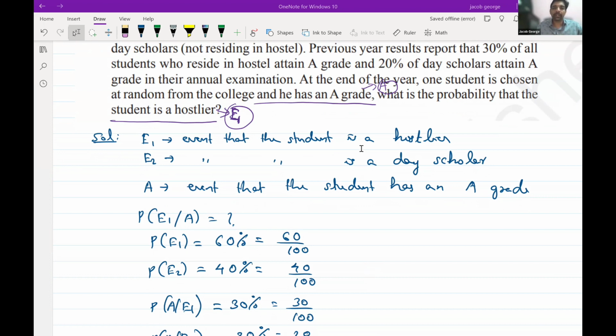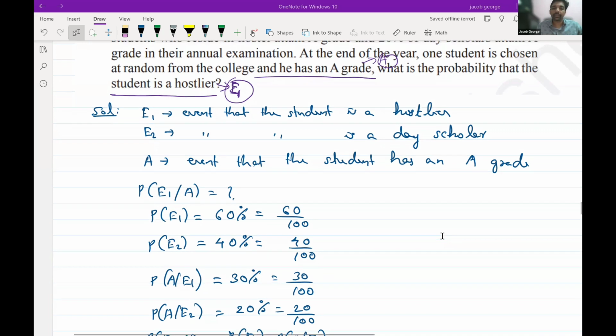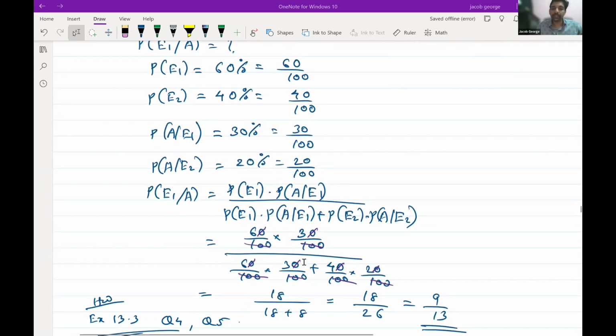Same way, P of A given E2 means a student got an A grade given that he is a day scholar. That is 20%, 20 by 100. Now finally, we substitute. When we substitute, all these hundreds can be cut from the denominator. This 100, 100, everything we can cut. Then 0 from the numerator also we cut. Then we get easily 18 by 18 plus 8, or 9 by 13. Clear?